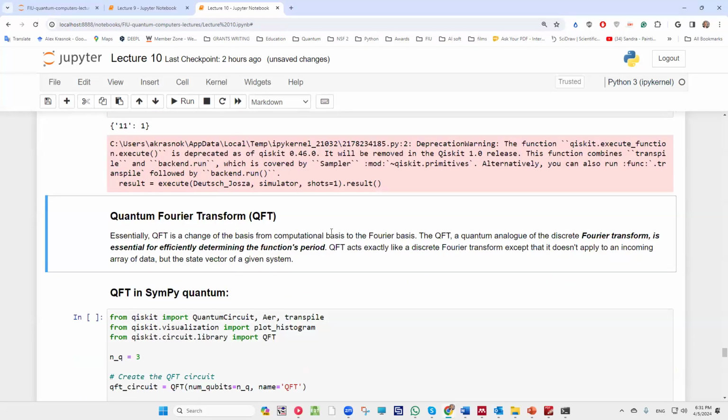Finally, we came to a very important case. This is another algorithm, which very often works as a part of other algorithms. This algorithm is called the quantum Fourier transform algorithm.